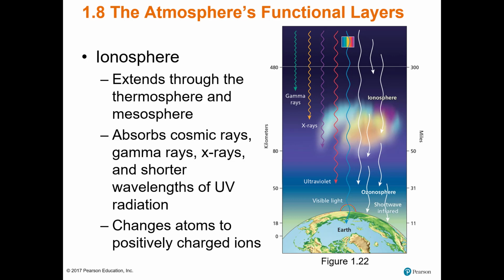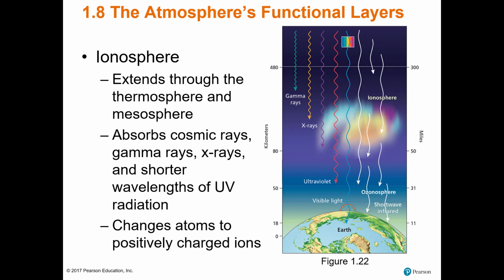This is an example of the ionosphere and the ozonosphere. So this is where the atmosphere is divided up into functional layers. It extends through the thermosphere and mesosphere. It absorbs cosmic rays, gamma rays, X-rays, and shorter wavelengths of UV radiation. And this changes atoms to positively charged ions.